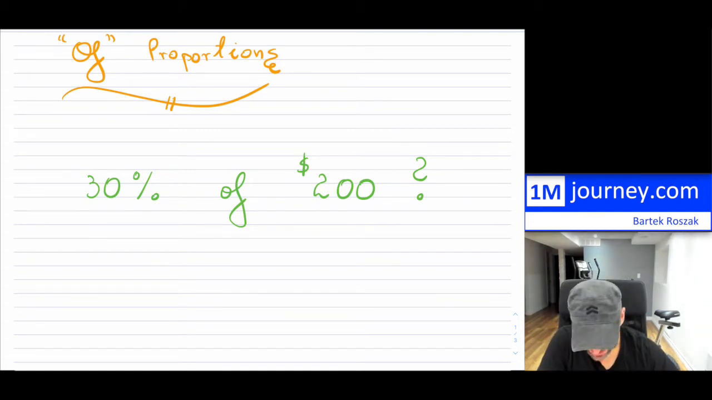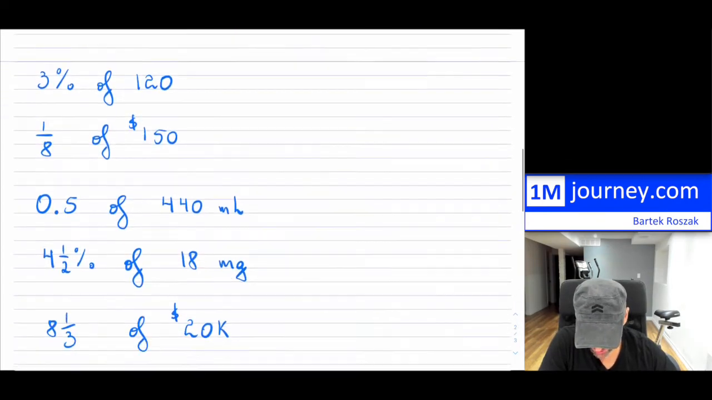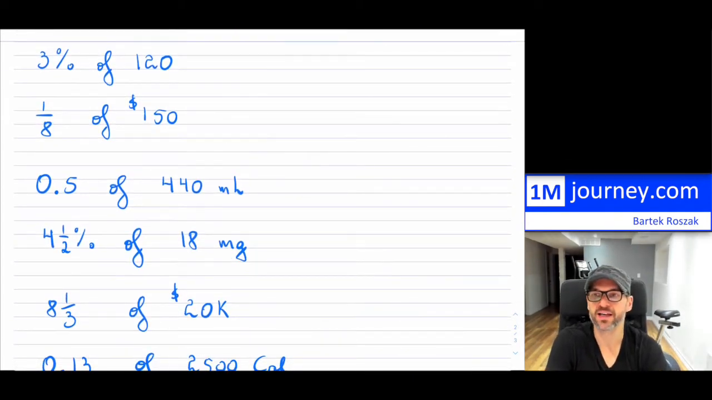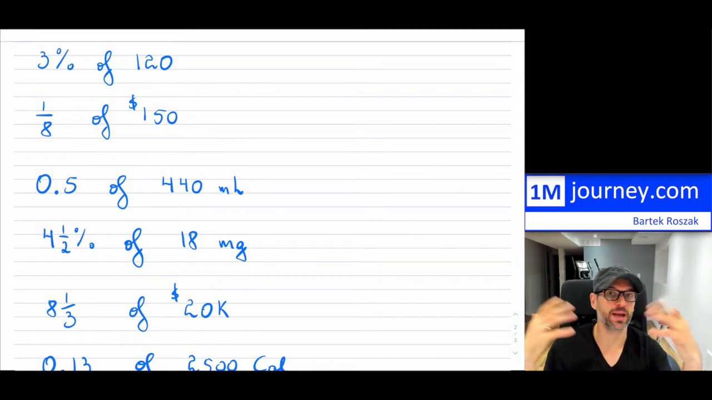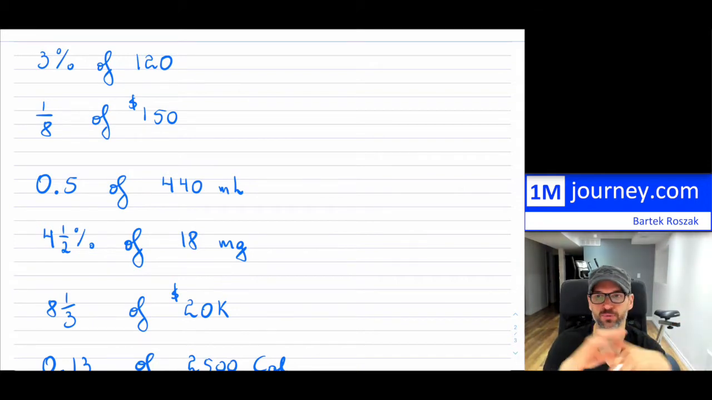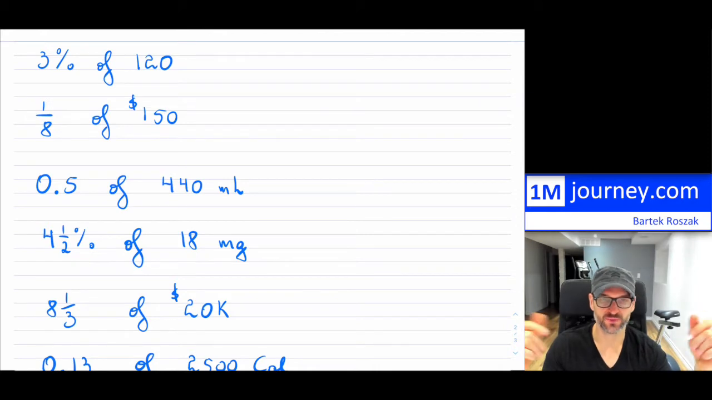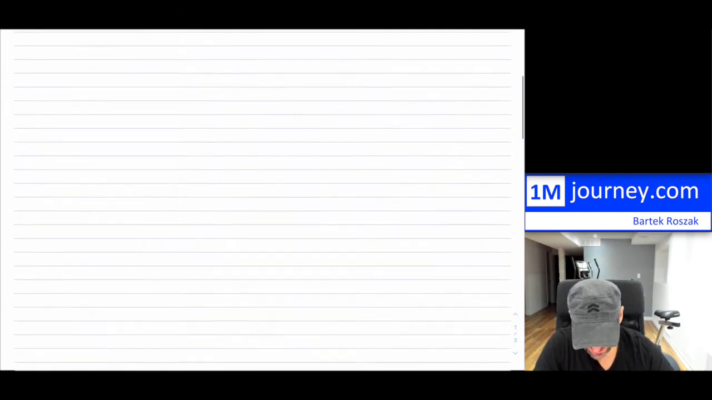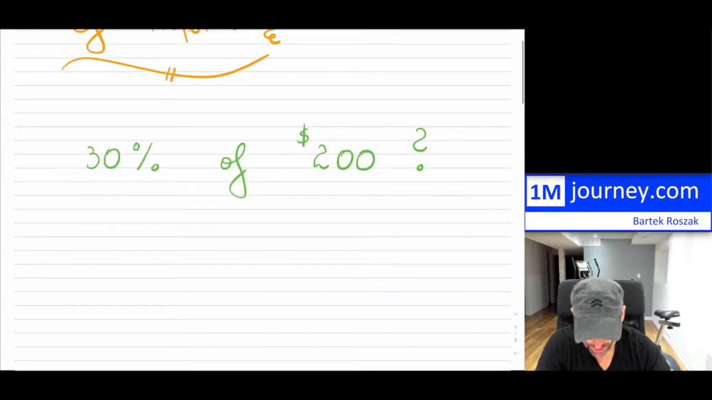And you can have many other examples here. I'm going to just show you a few and we'll come back to these. So 3% of some number, say you're counting maybe number of people, 1/8 of $150, 0.5 of 440 milliliters, and so on. How do these things work in terms of a proportion? The math behind it is really, really simple. The word of right here is always multiply.